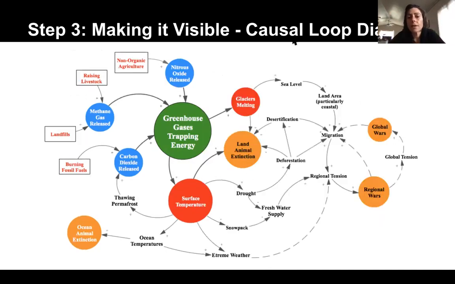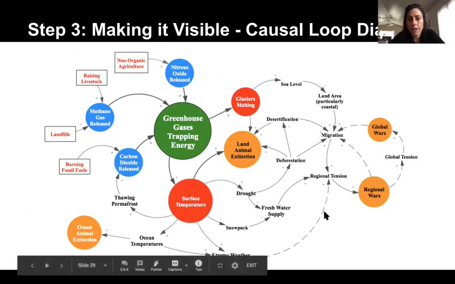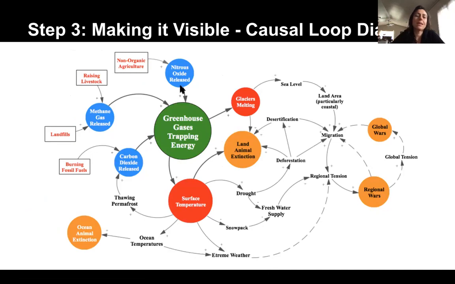So here's a kind of their final version of it. And you can see that this is not a perfect diagram, right? Even as I'm saying it here, I can see, oh, well, it might've made more sense to have the glaciers melting coming off of the surface temperatures or whatever, but this was their version, their draft, and it makes sense overall as you start to look at it.